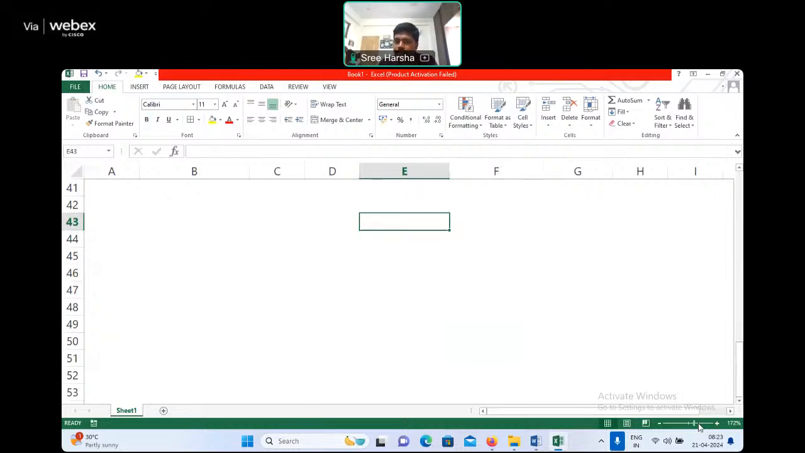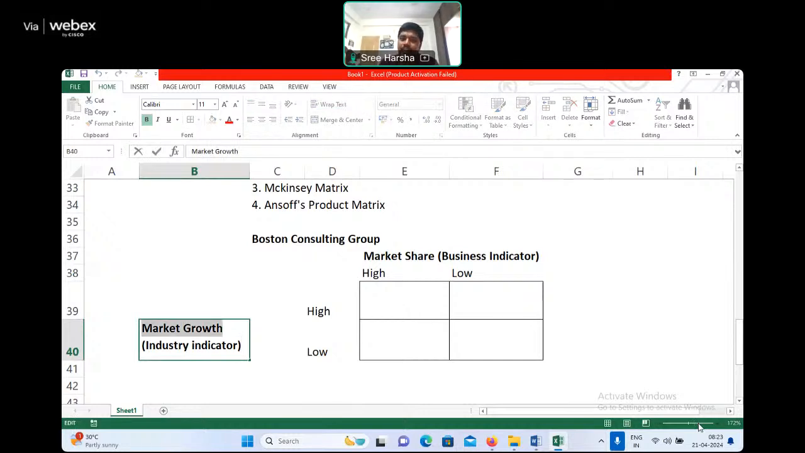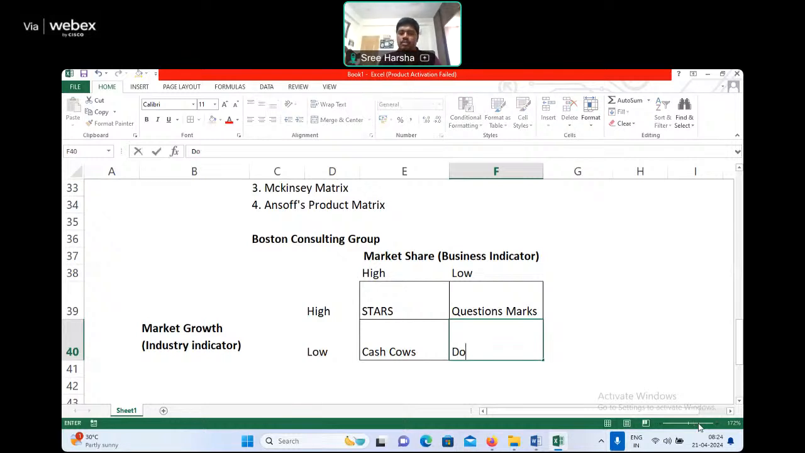So what BCG is saying is, based on your business, decide what your market share is, whether it is high or low. Based on your market growth, your industry factor, decide whether it is a high growing or a low growing industry. Whenever it is a high growth industry with a high market share, those businesses are called stars. If market growth is high but market share is low, then these businesses are called question marks. Low market growth but very high market share, these are called cash cows. And the last one, very low market growth, very low market share, these are called dogs. These are the 4 names given by BCG.